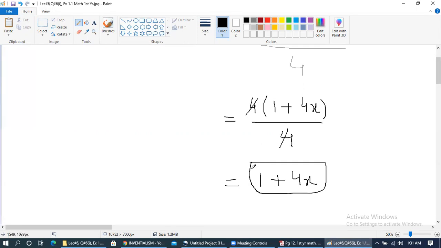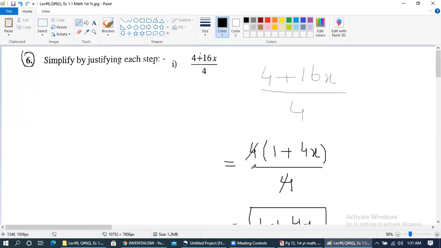But in the current question, we are not allowed to do this process, because in the question it is written that you have to simplify it by justifying each step. So you are bound to justify each and every step. This direct method will not be used, but you have to use something different: the properties of the real numbers.